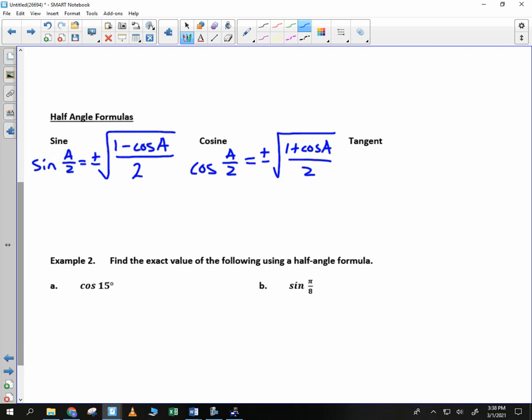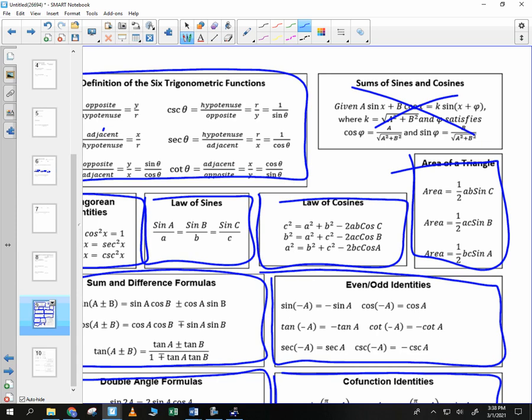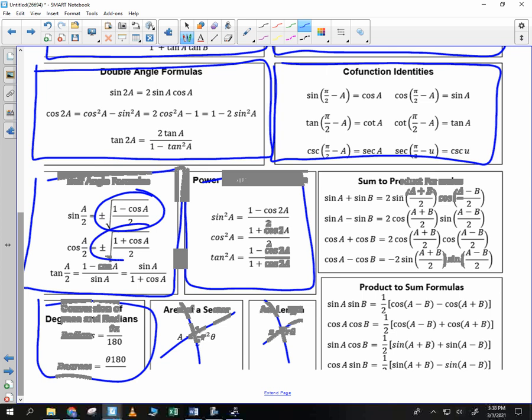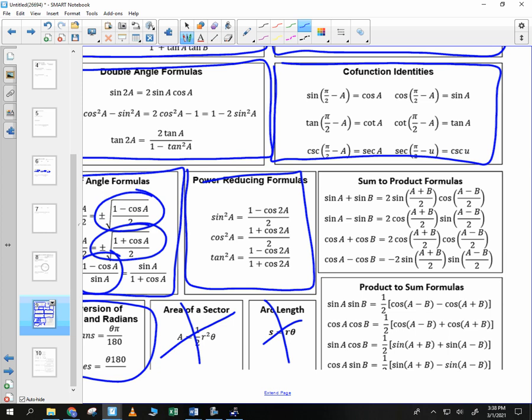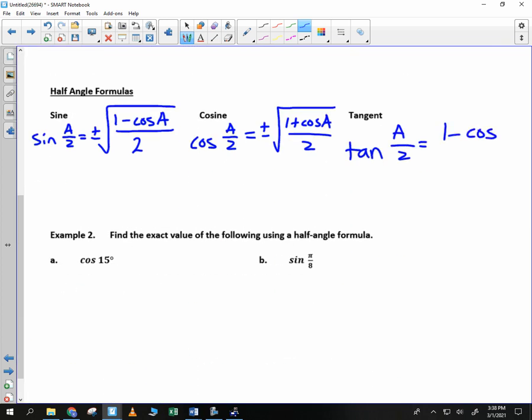And the tangent of an angle divided by 2. I'm trying to go off memory here, I don't want to mess it up, so we're going to check just to make sure. You can see that the sine is the 1 minus the cosine and then 1 plus the cosine. So we got 1 minus cosine over sine, and then it flips. So we're going with 1 minus cosine of an angle over sine of an angle, or you could rewrite it as sine of an angle over 1 plus cosine of an angle.